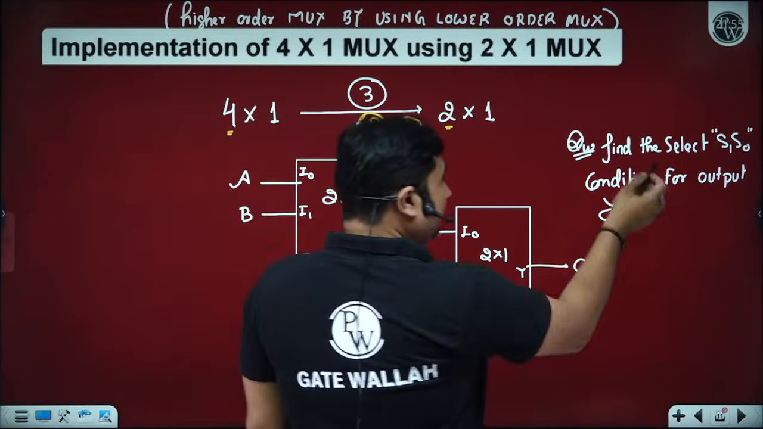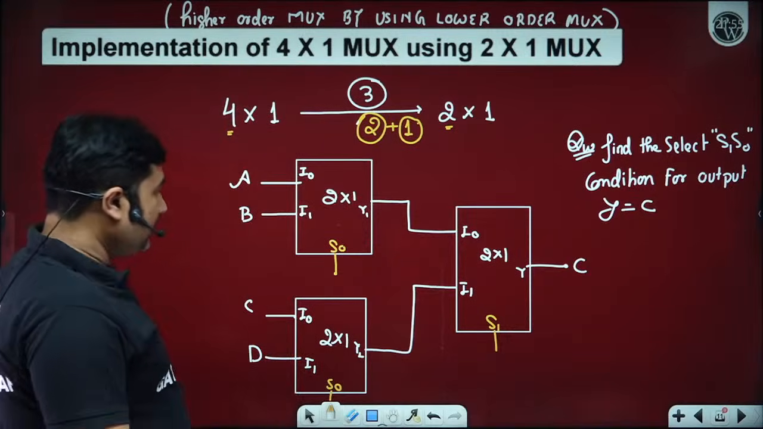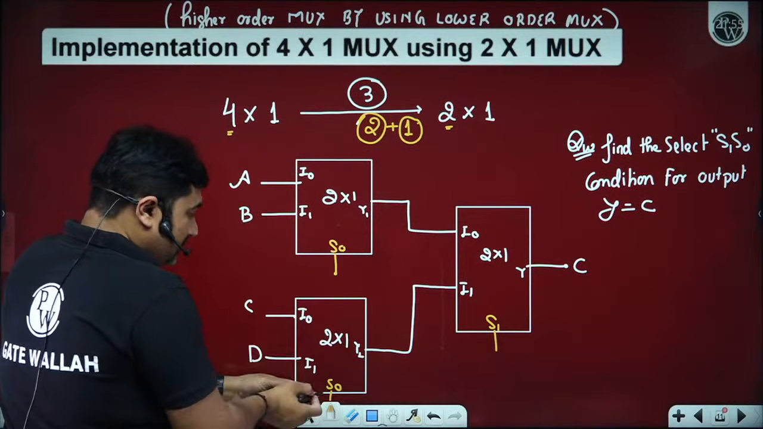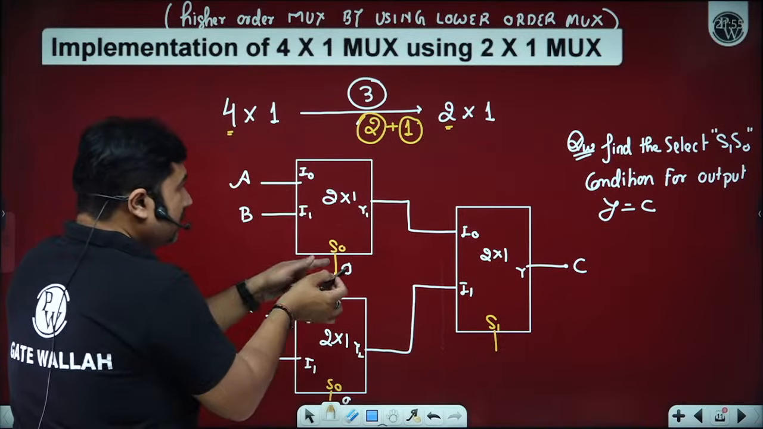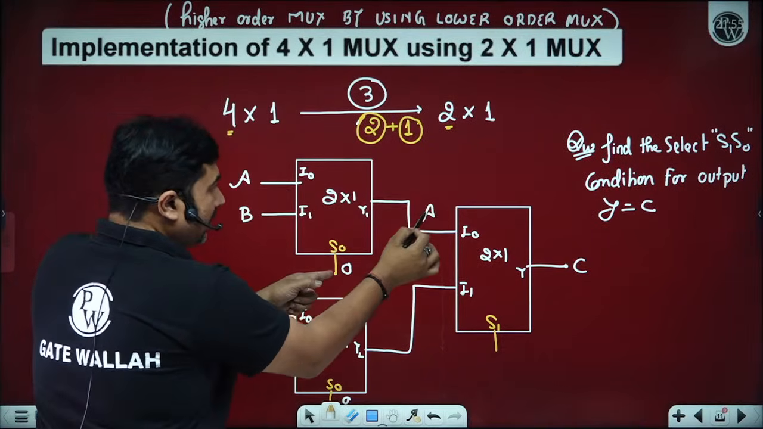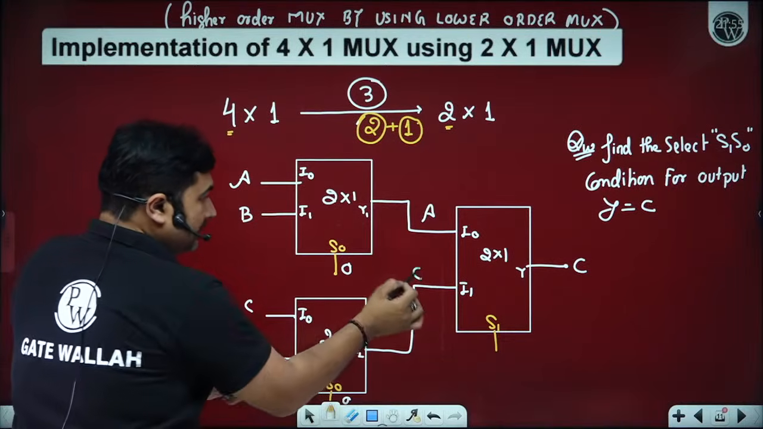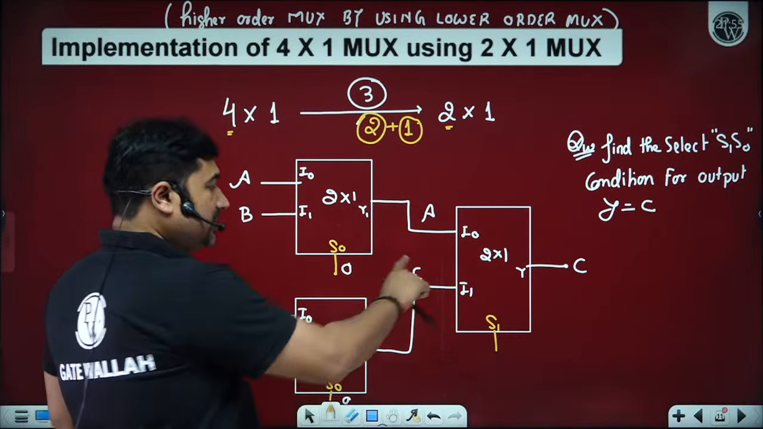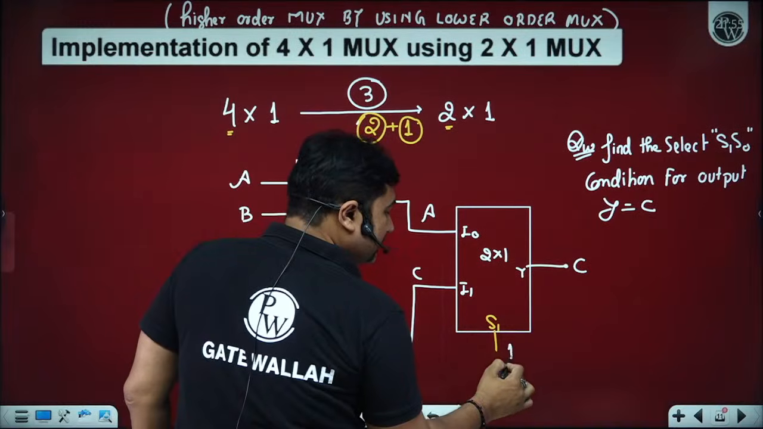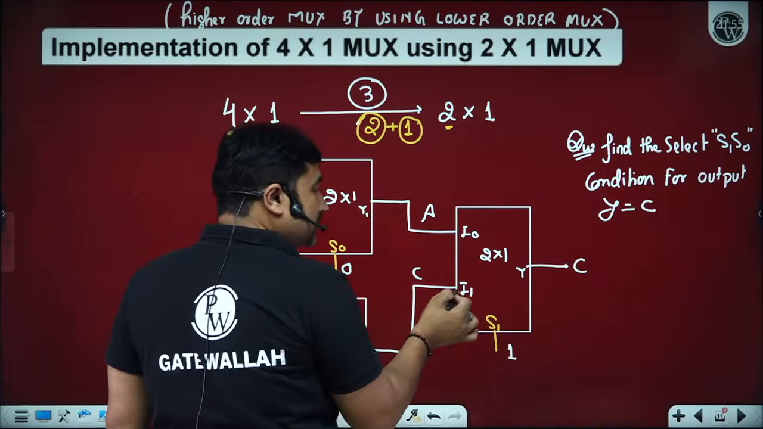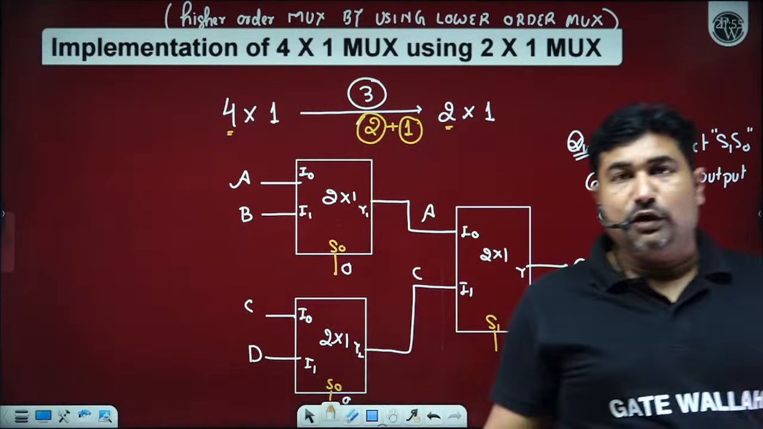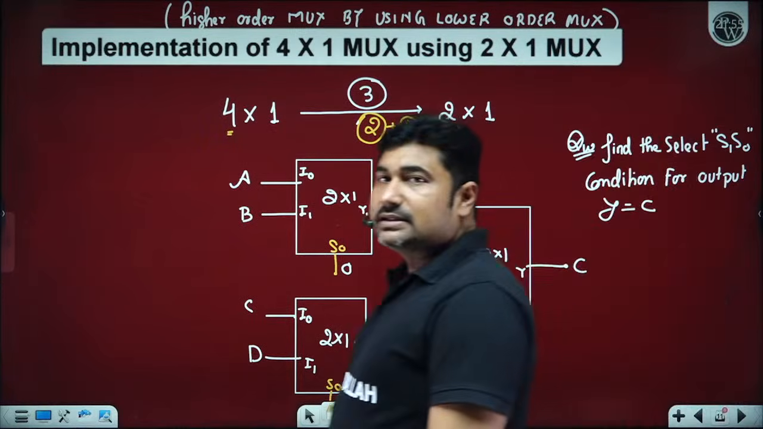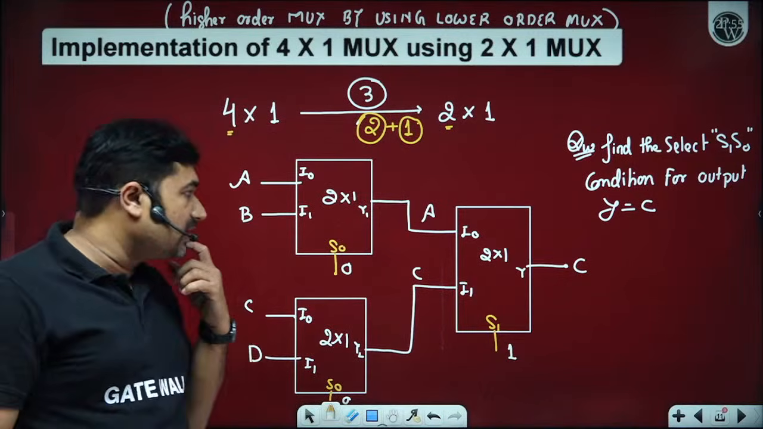So sir, definitely for output Y equal to C, this select line in order to choose C must be 0. Why, sir? Because if this is 0, then this is going to select A and this is going to select C. Is it okay? And for C to be the output, this select line must be equal to 1, because then only the output is connected with the I1 pin. So C will come at the output. How many of you are able to understand? Yes, sir.